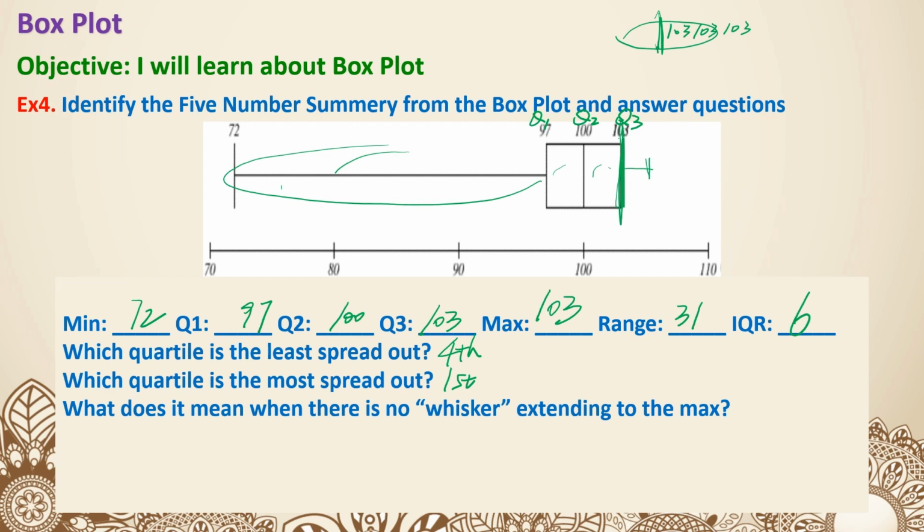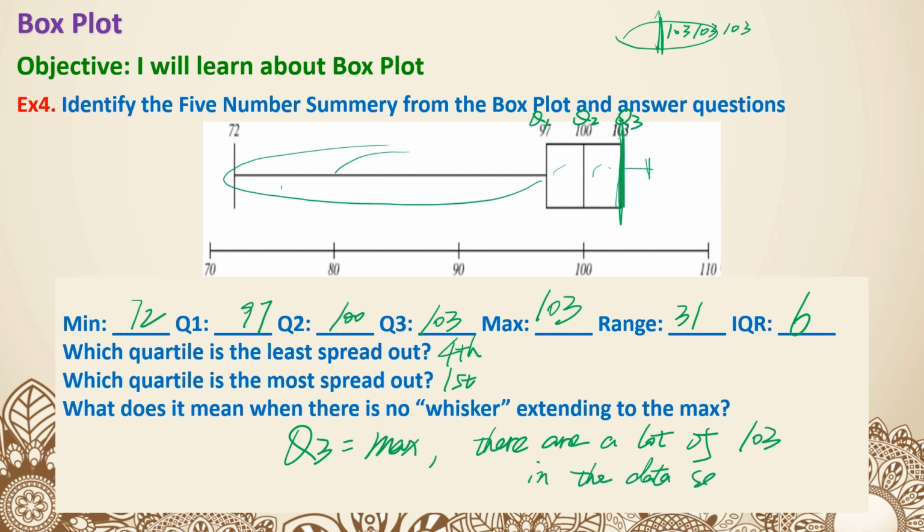Now, what does it mean when there's no whisker extending to the max? Technically, that could just mean Q3 is the same as the max, or in other words, there are a lot of 103 in the data set. That just is enough to be the max and also still keep your Q3 to be 103 as well.